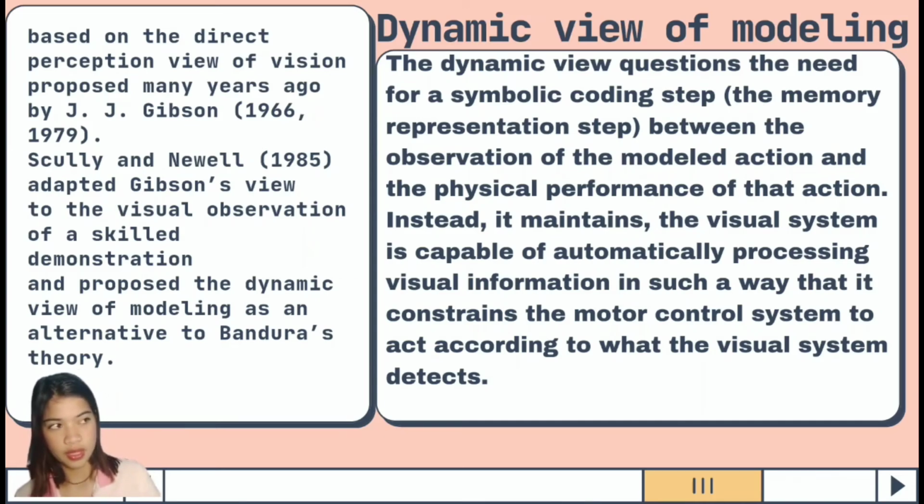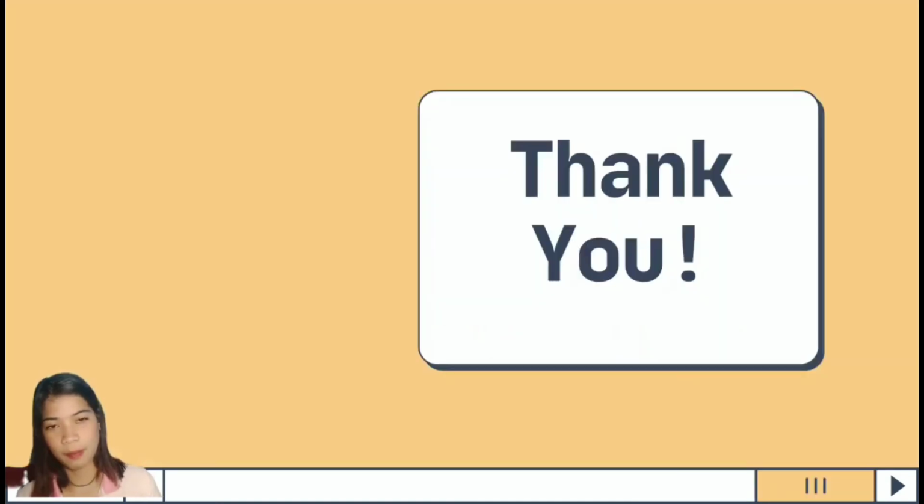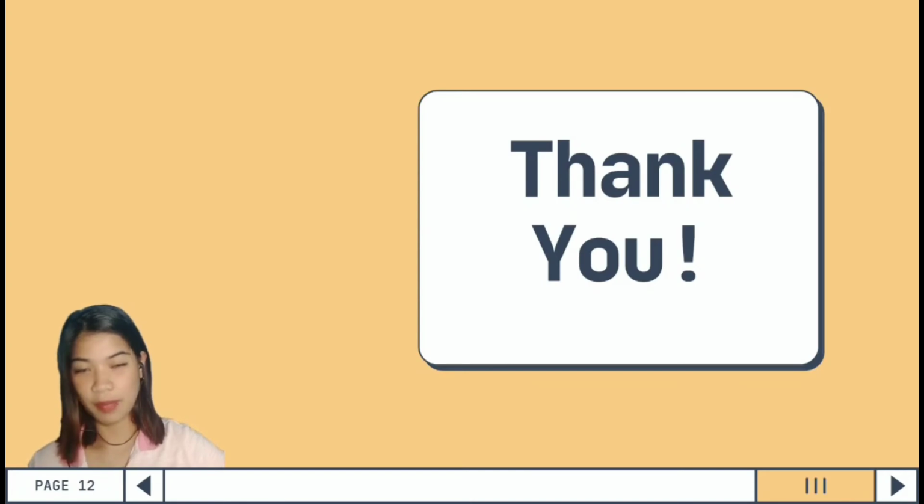So we cannot conclude which of the two views is perfectly correct. That ends my part of the report. I hope you've got some important information about demonstration and verbal instructions. Thank you.